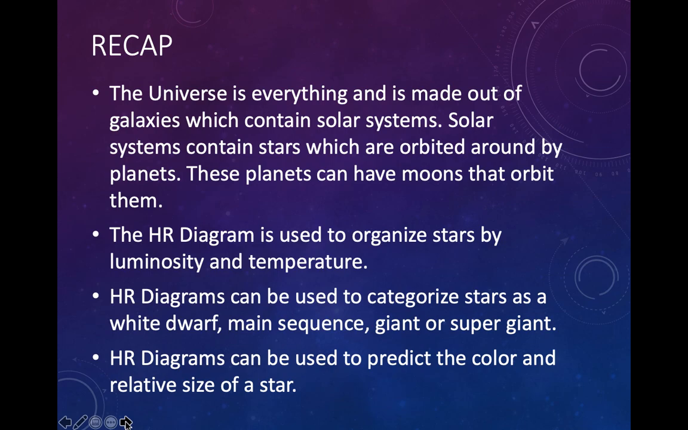We use the HR diagram to organize stars by luminosity and temperature, and it can be used to categorize stars as a white dwarf, main sequence, giant, or supergiant. Finally, HR diagrams can be used to predict the color and relative size of a star. Keep in mind, you still need to know what a nebula is. It's the birthplace of a star. And you should be able to organize the components of the universe in order of size.